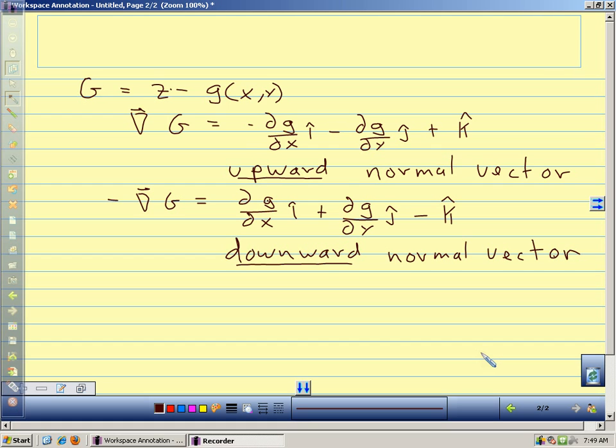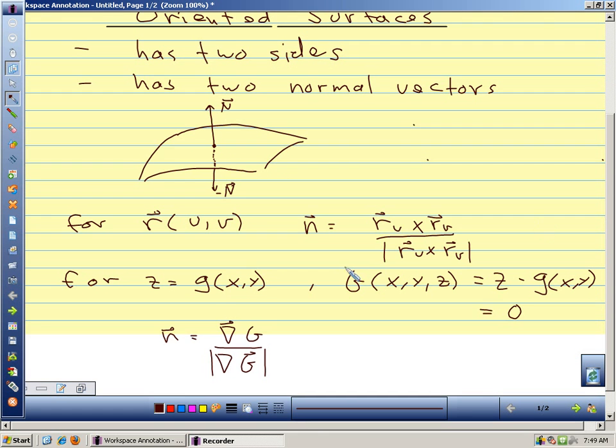And it's important to remember that if we have z equals some function of x and y, our surface is given to us by this, then we need to write our surface as capital G of x, y, z equals z minus small g to find our normal vector, to use our gradient to find our normal vector. So we want to express our surface as z equals some function of x and y, and then rearrange it into this form, because it won't always be given to you in this form.